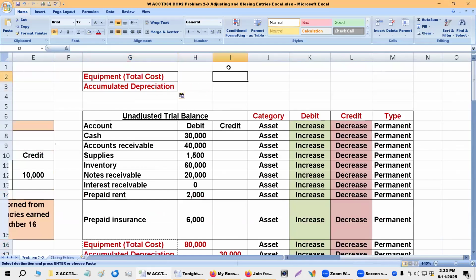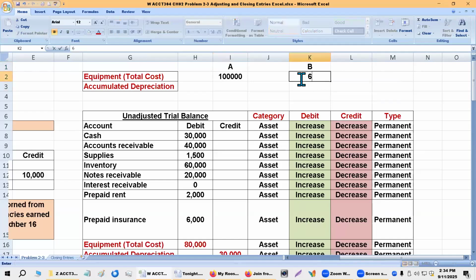Okay, let's say we have two pieces of equipment. We have a piece of equipment A and a piece of equipment B. A cost 100,000. B cost 6,000. A has accumulated depreciation of 95,000. I'm going to clean this up in a second. And so the book value, or carry value.